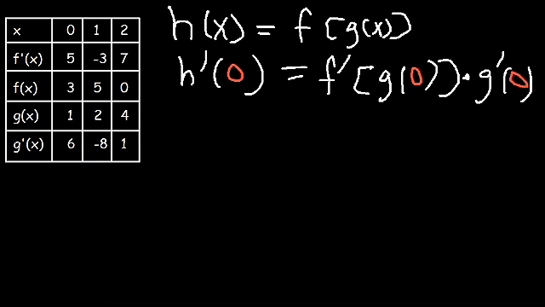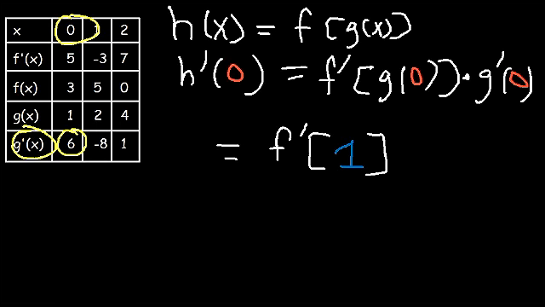So first, let's calculate g of 0. So when x is 0, what is g? g is 1. So we have a 1 on the inside. So this is equal to f prime of 1. So we replace g of 0 with 1. Now, what is g prime of 0? So at an x value of 0, g prime is 6. So this is times positive 6.